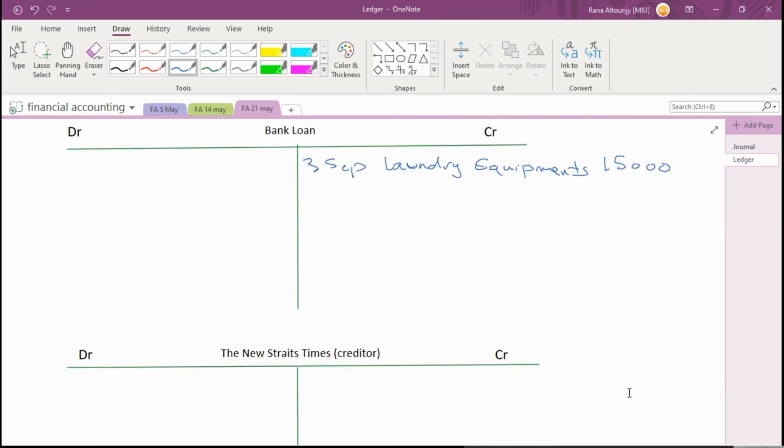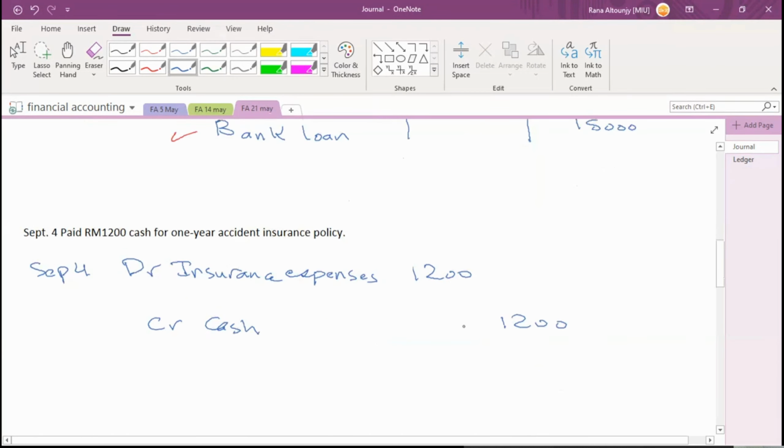Okay? If you have any question, just please write in the chat box. I'm seeing the chat box. I can answer you. So let's continue with the transactions.